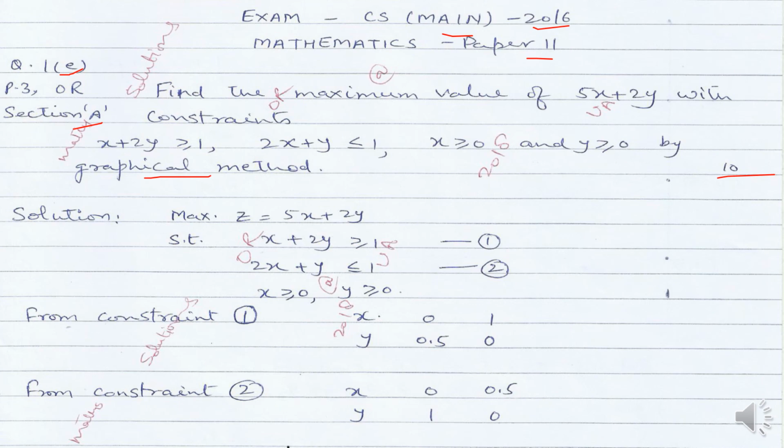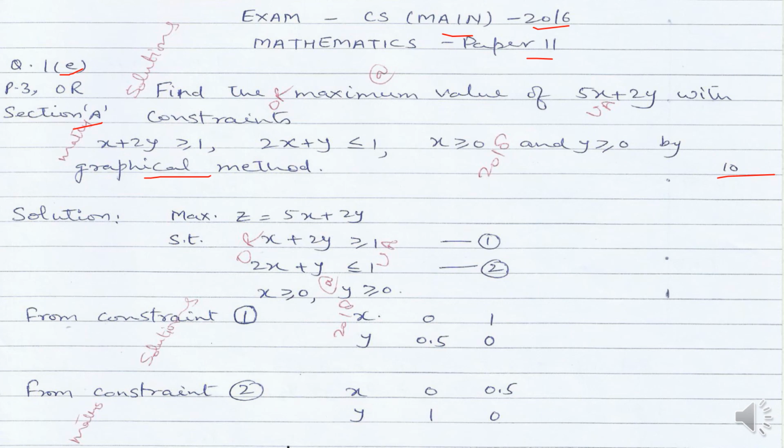So first we write down the problem in standard format. Let's say the objective function is z, so maximize z equals 5x plus 2y, subject to the constraints x plus 2y is greater than or equal to 1, first constraint, 2x plus y is less than or equal to 1, second constraint, x and y are greater than or equal to 0. To find the maximum value of the objective function, we need to find the points on the x-axis and y-axis as well as the intersecting point of these two constraints.